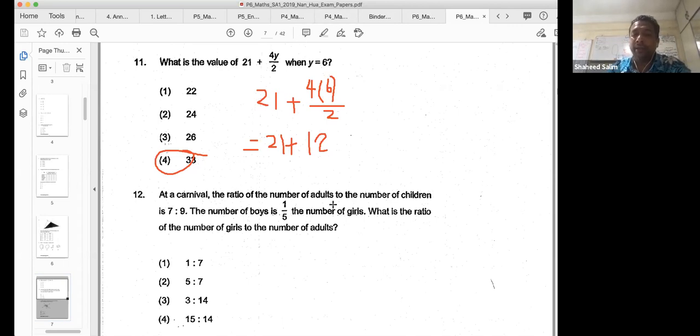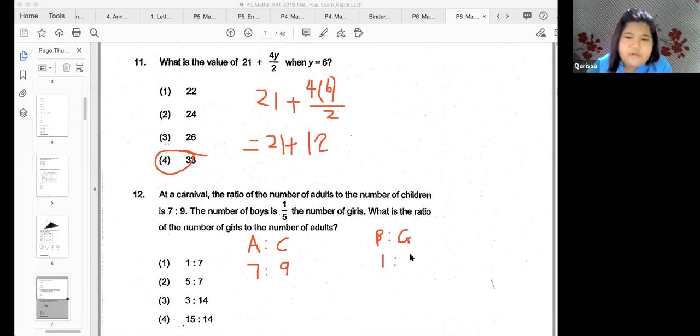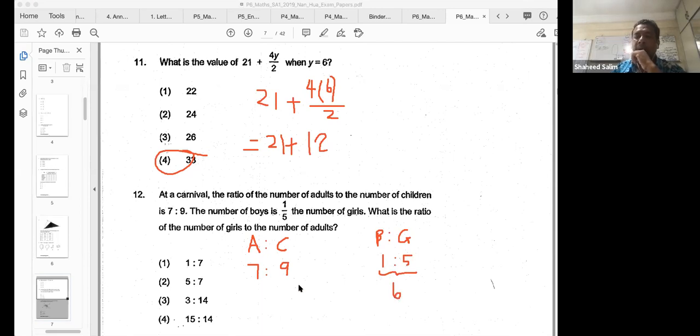Okay. At a carnival, the number of adults to the number of children. So I write A is to C, right? Is 7 is to 9. But you must remember, this C is made up of boys and girls. So now boys is to girls, this is 1 is to 5. So altogether is how many? Is 6. So we got to make a number that both of them can have similar. Let's use how much? 54.